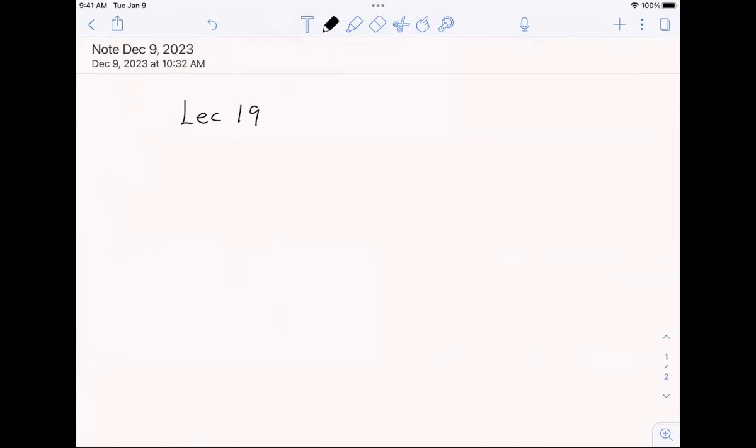So in this lecture, we'll talk about the Aharonov-Bohm effect. And this effect is related to Berry phase. So we'll first talk about what this effect is, and then we'll learn how this effect is actually an example of Berry phase.